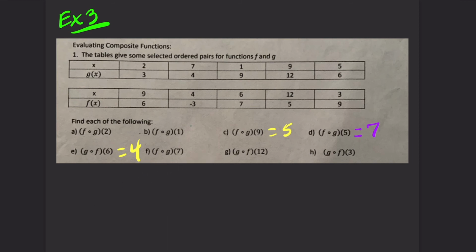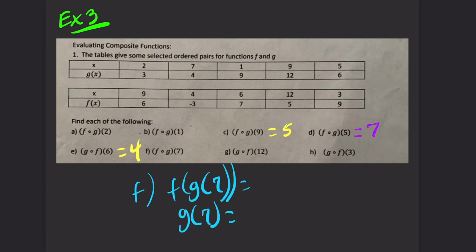Okay, letter F. F of g of 7. So if we start with the inside, we have g of 7. Whenever x is 7, the y value is 4. So then you do f of 4. For f of x, when x is 4, the y value is negative 3.